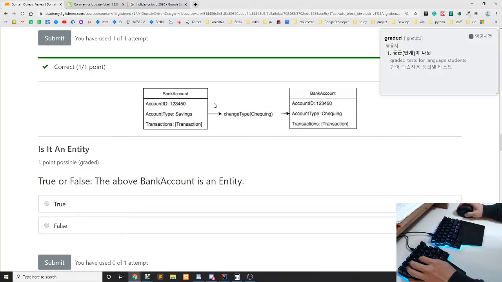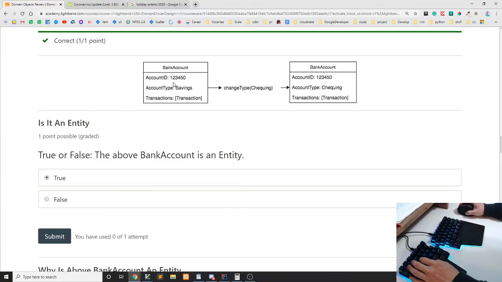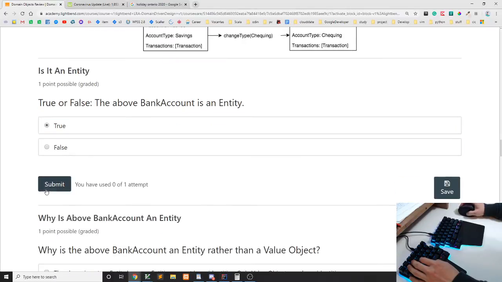So in here, bank account, this one is a bank account. While the account ID was 123450, the account type is now changed to checking. True or false? The above bank account is an entity. Bank account is an entity. Yes, true. Because we have identification, account ID, and then the type can be changed. Yes.